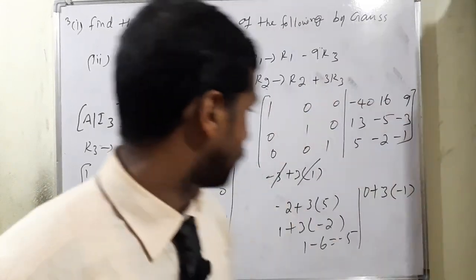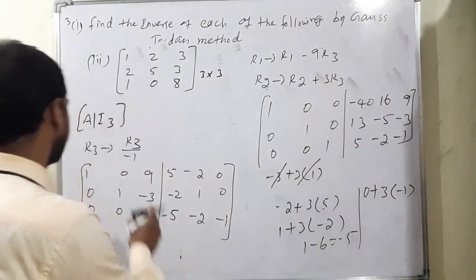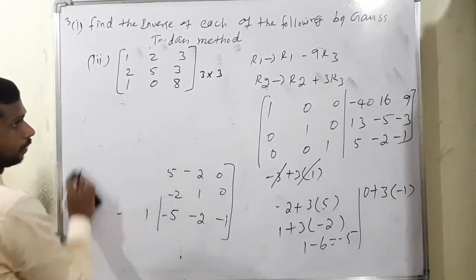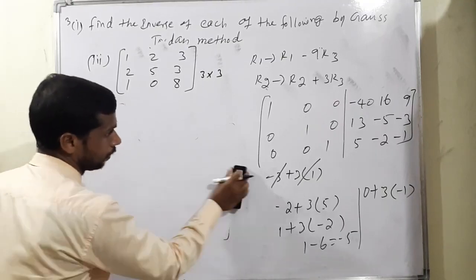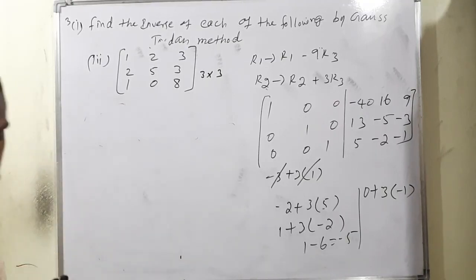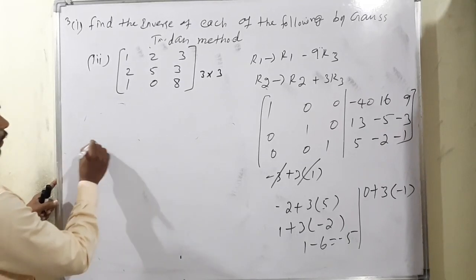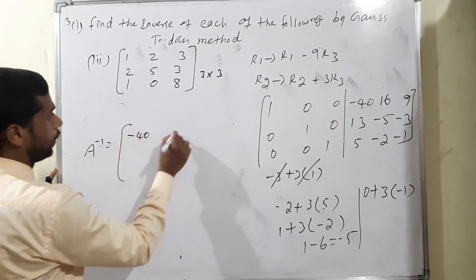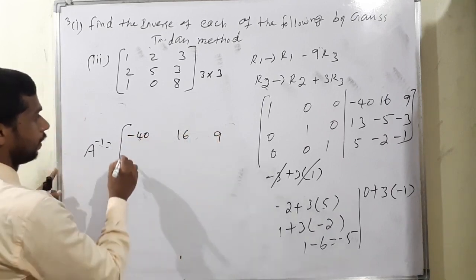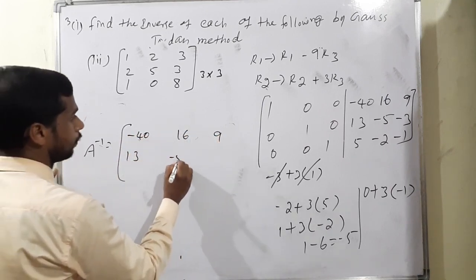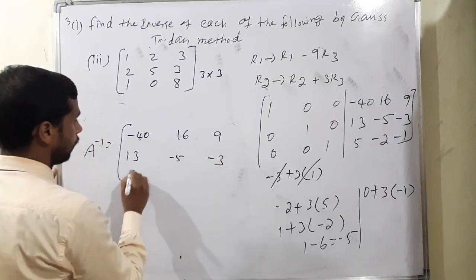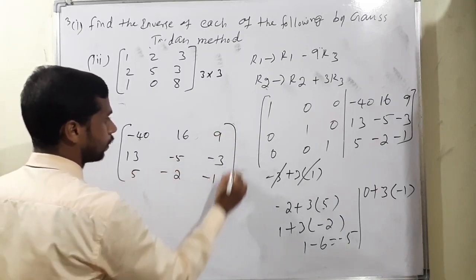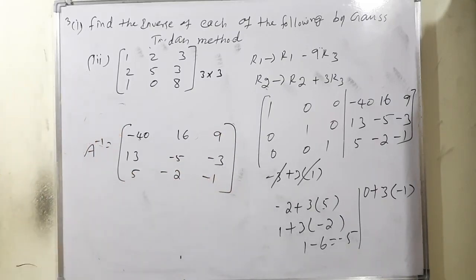Now we can check it. This is I3, no? I3 form. Therefore A inverse is equal to minus 40, 16, 9, 13, minus 5, minus 3, 5, minus 2, minus 1. So this is the answer for subdivision third.